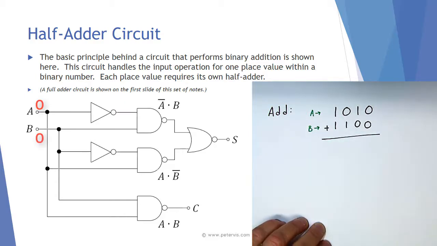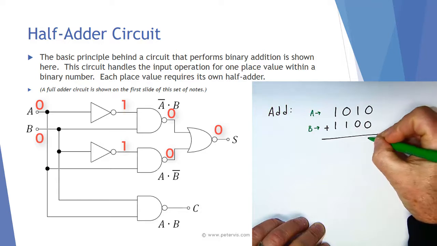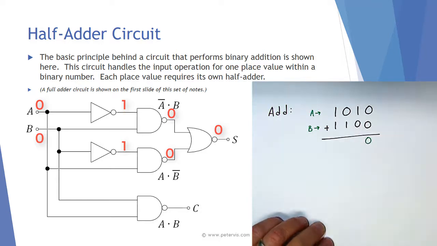A gets negated to become a 1, and that means the negation of A and B is a 0. Down here we have the negation of B and A. Since B becomes a 1 but A stays a 0, the output of that is 0, and that feeds an OR gate whose output will be 0. The S value in this half adder circuit gives you the sum, and so that shows you that this first digit becomes a 0.